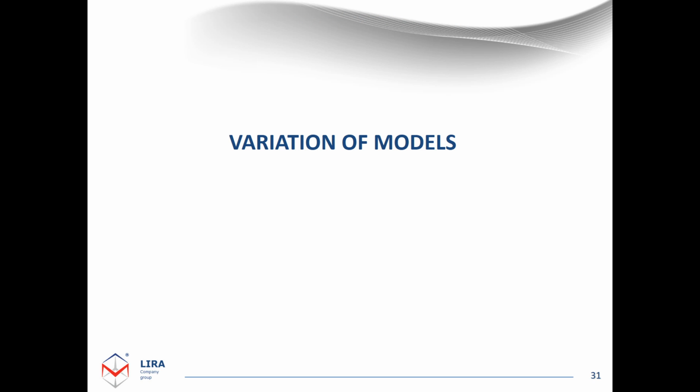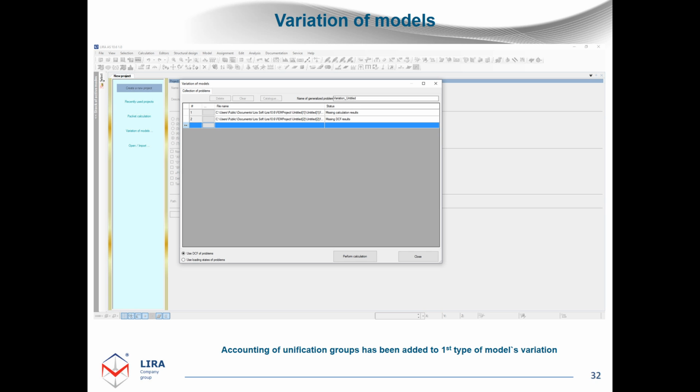Also, let's talk about some tweaks to the variation of models system. We've added to the first type of models variation that combines design combination of forces from a few topologically similar design models. This type of models variation can now operate including unification groups, which are set in initial problems.